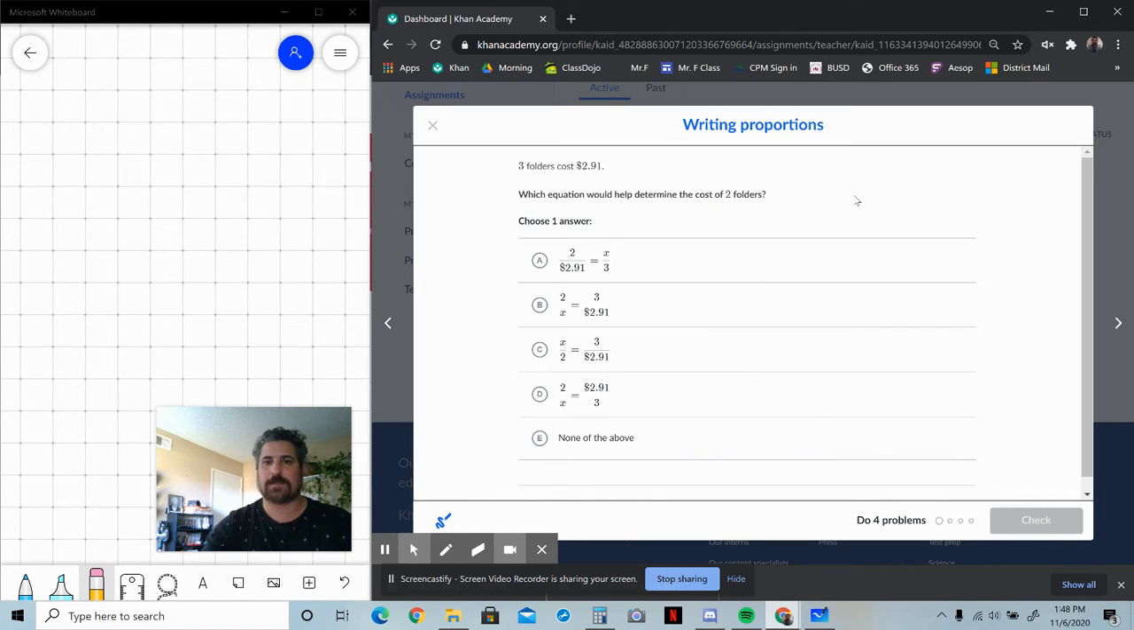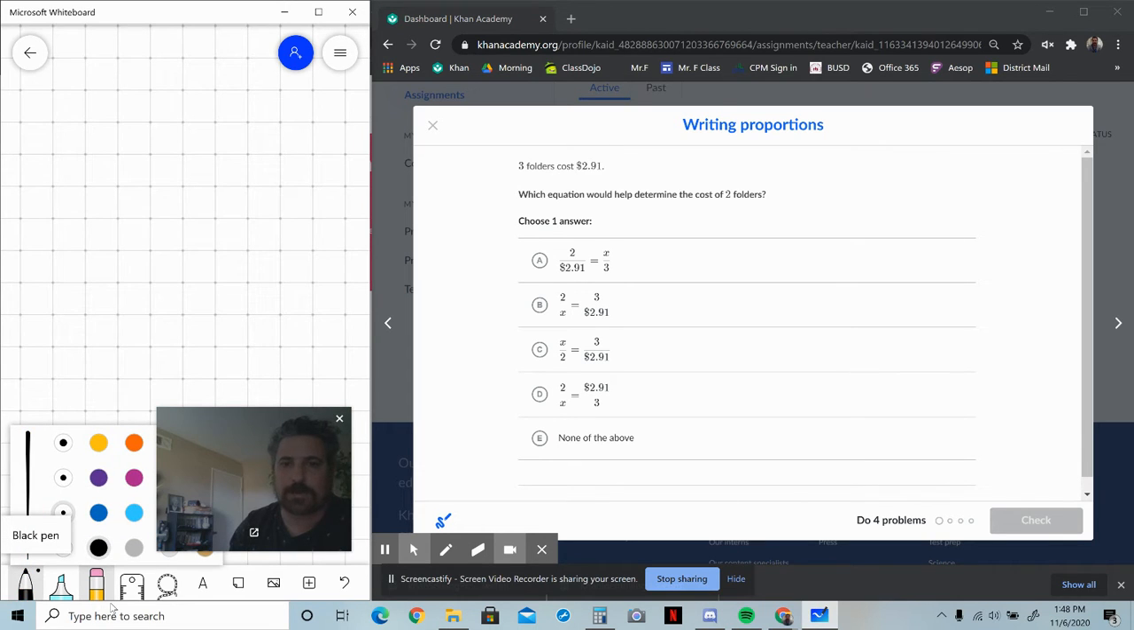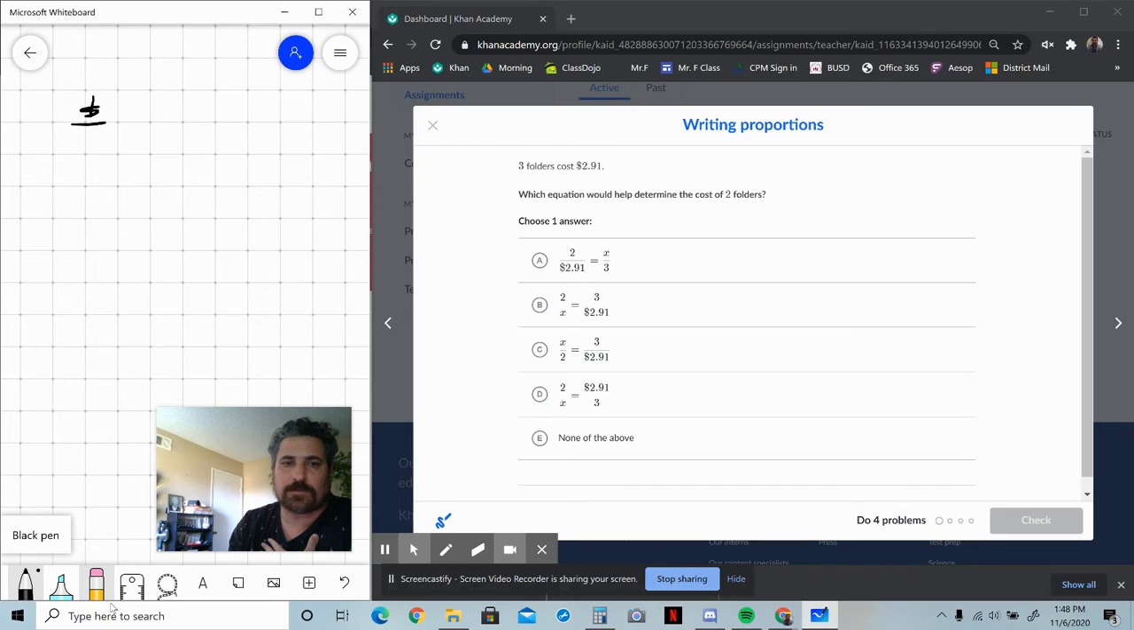All right, so it says here, 3 folders cost $2.91. There's lots of ways to set up a proportion, as long as you're understanding the ratios involved. The way that I would normally set this up is price per folder, so price is on top and folders on bottom. If it was me, I would do 2.91 all over 3. That gives me my proportion, the price for every folder, basically. If I just divide top and bottom by 3, I get my unit rate. So I would start there.